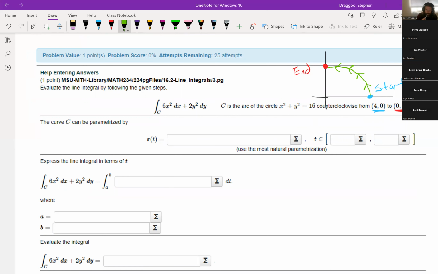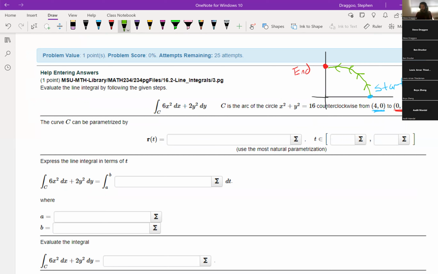First, we should parameterize that curve. And then we should make some substitutions to find a new integrand, one that will integrate over just t instead of needing to integrate over x and y. And then complete that integral. That's our goal here. So let's do it.